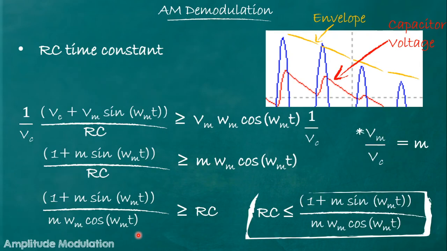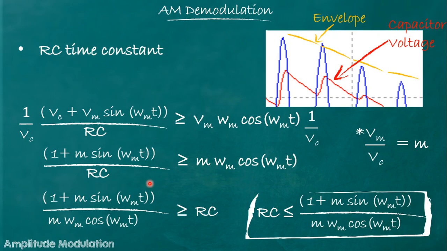Now let us multiply both sides by 1 over Vc. If we bring this 1 over Vc inside the bracket, then what is left is Vc over Vc, which is 1, and Vm over Vc is nothing but m, because we know that Vm over Vc is the modulation index. So Vm by Vc becomes m sin ωm t, and RC as it is. Here also Vm over Vc becomes the modulation index m, and ωm cos ωm t remains as it is.